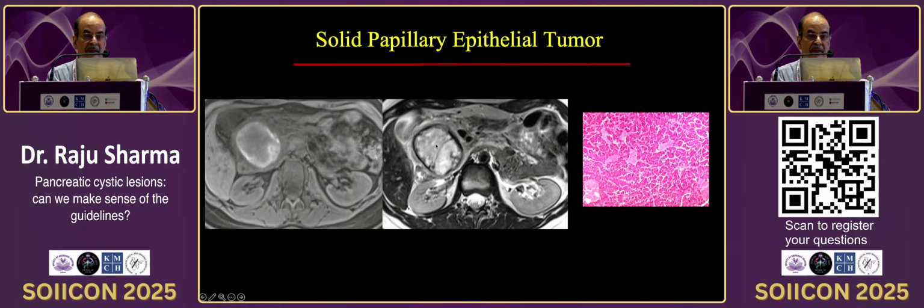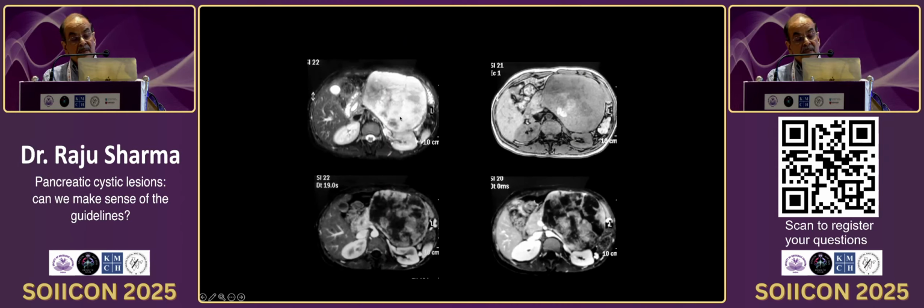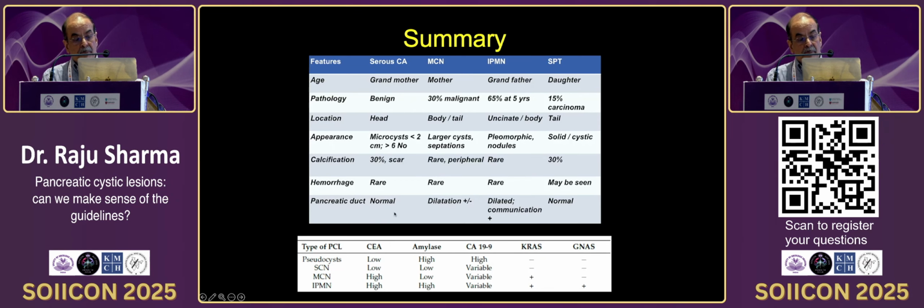This, in the appropriate clinical context and in a young woman, would suggest a solid papillary epithelial tumor. These can be very large at the time of presentation. Notice the cystic predominance of the lesion, but there are solid areas as well. Another example on MR, on T1, hemorrhage within the lesion, large solid components within a predominantly cystic lesion in a patient with SPEN or solid papillary epithelial neoplasm. This is just a summary of what we have gone through. This is given in the literature, so I won't spend too much time.